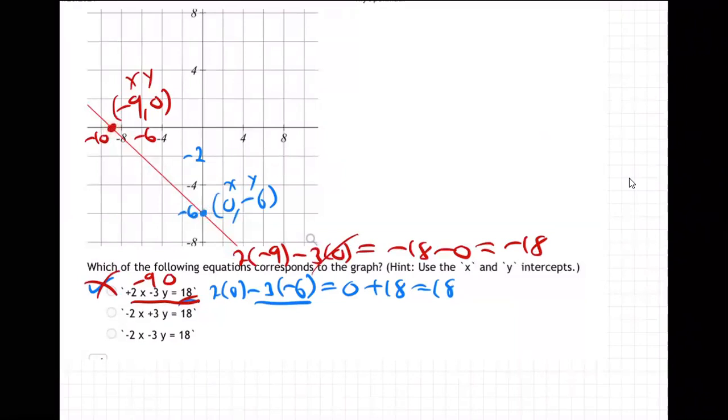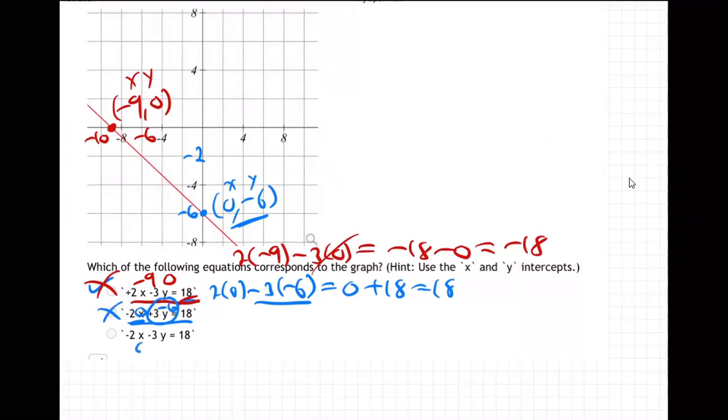All right, let's go on and check the second one. How about this equation? Let's again start with this point first. Let's put in a 0 and a -6. Can you see that's not going to work? 3 times -6 is -18, not +18. This part's just 0, right? -2 times 0. It's -18. No, that one's out. So we already know the answer is the bottom one.